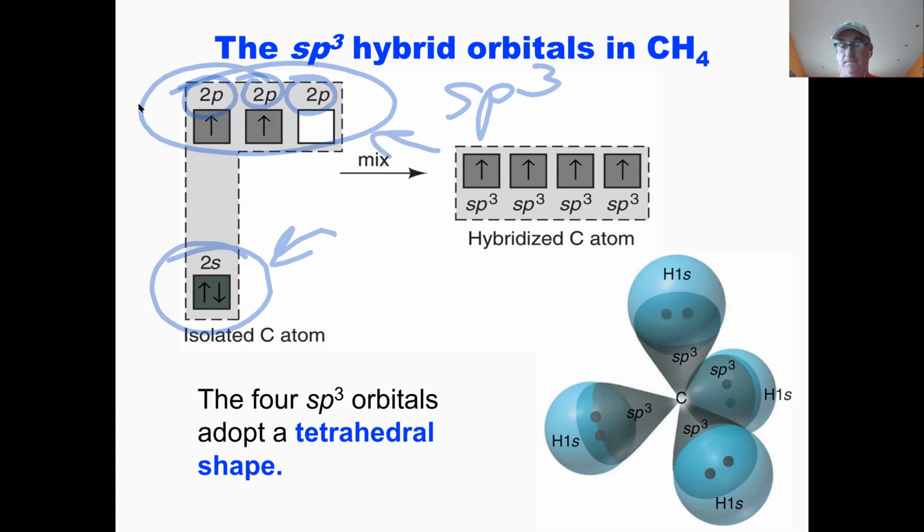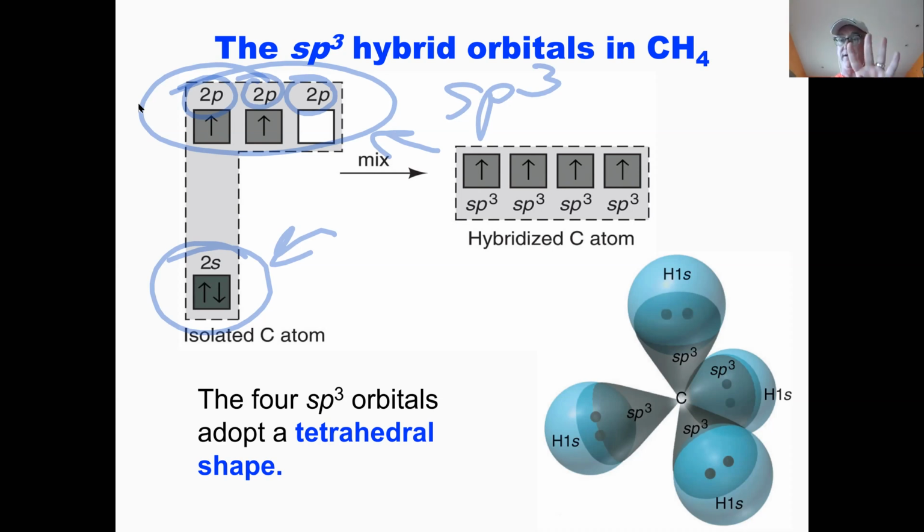Yes, Ferris? Wait, so you have 4 sp3 orbitals because you have 4 identical hydrogens? You have 4 identical bonding electrons in the carbon. That's basically what it comes down to.